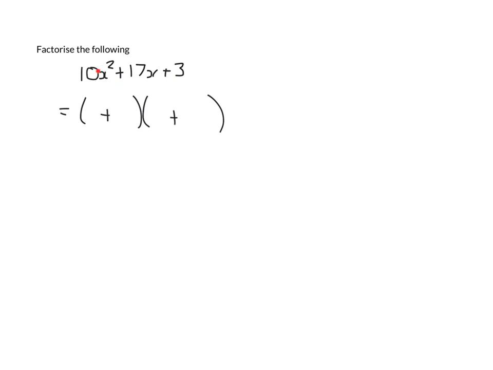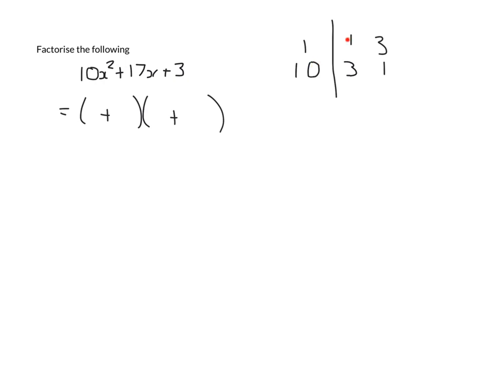Because it's non-unitary, because this number here isn't 1, I need to do my different strategy. So I'm going to write down the factors of 10. So I've got 1 and 10. And then I'm going to draw my line. I know I've also got 2 and 5, but I'm just going to try it out first with 1 and 10. So I write down all the combinations that make 3. So I could have 1 and 3, 3 and 1. I want to cross multiply and add to try and make 17.